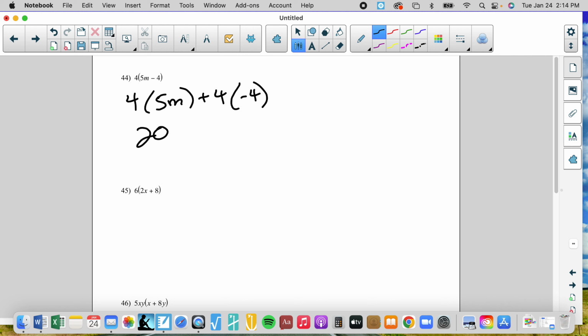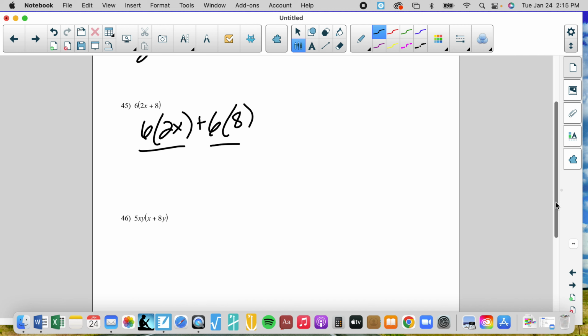That gives me 20m minus 16. We have 6 times 2x plus 6 times 8. Really important that you always have a sign in between these two products of monomials. I also see students forgetting to put that sign in between the two. So that gives us 12x plus 48.